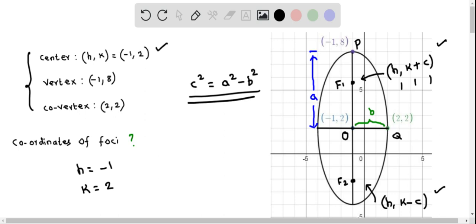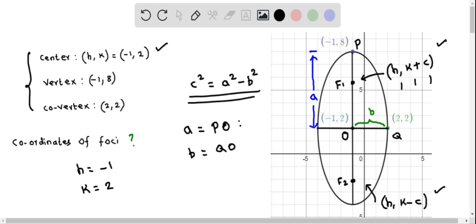A is basically this length, that is PO. It is half the length of the major axis, and b is basically this length, that is OQ. So I'm going to write down A as in diagram. It is nothing but the length PO, and B is the length QO. This basically is nothing but half the length of major axis, and B is half the length of the minor axis. So we can calculate A first.